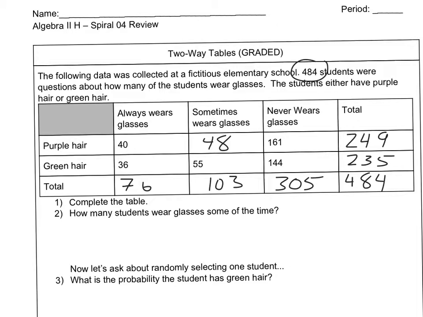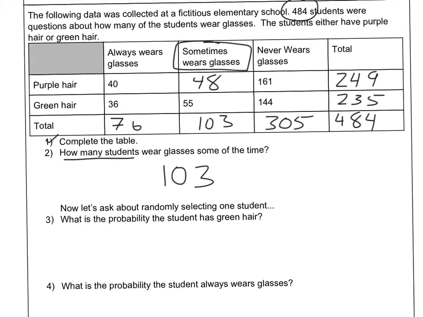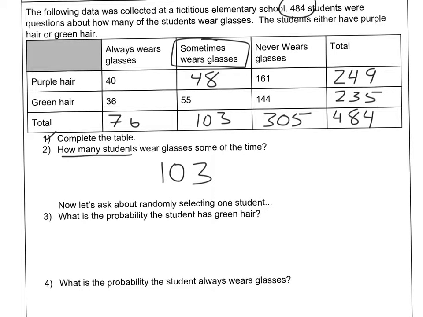Okay, part one, complete the table. Checkity, check, check, check. How many students wear glasses some of the time? So that's looking at the some of the time column, and this is just how many. So we're looking for a total number, not some kind of a probability. That's just 103.